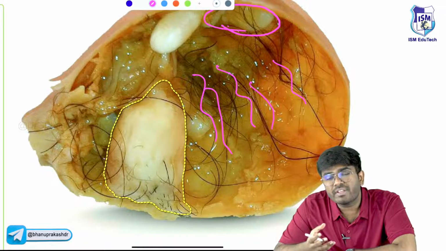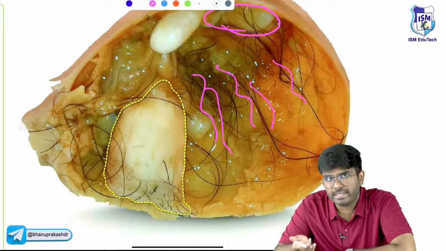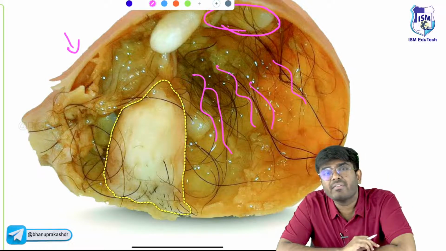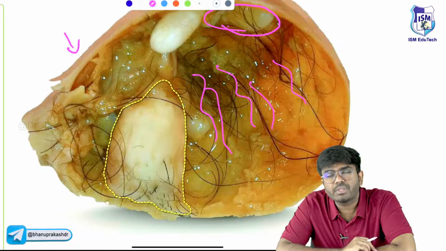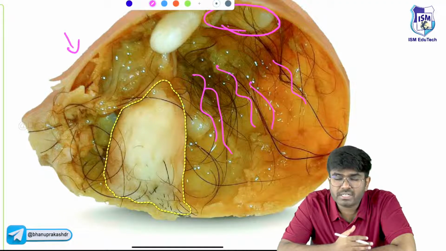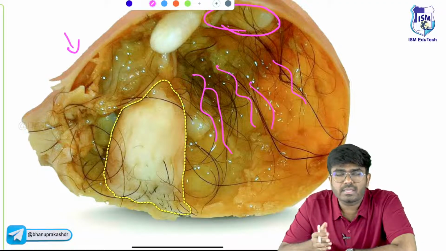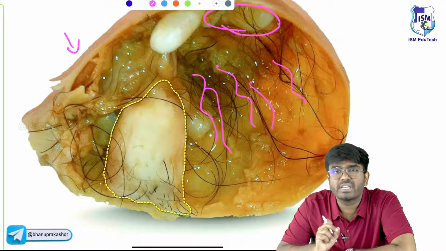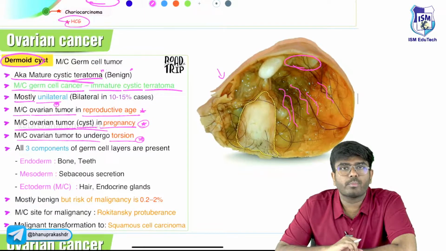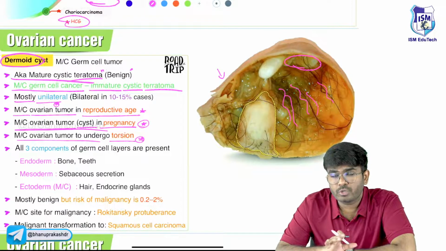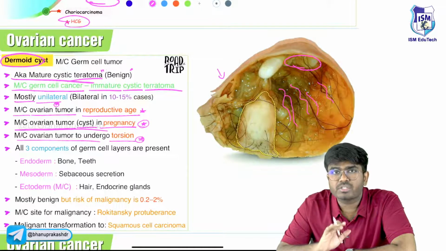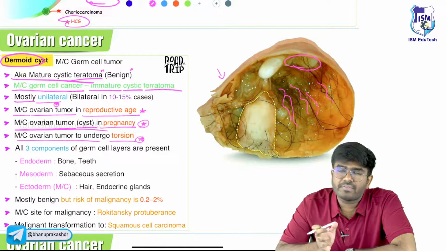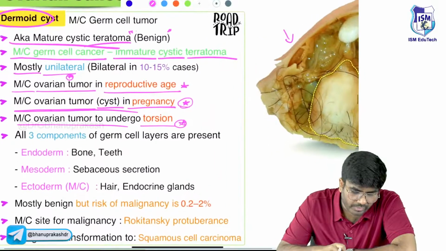These teratomas are derived from multiple germ layers, so components of multiple germ layers can be seen: hair, sometimes cartilage, bone, or teeth. They are the most common tumors of the reproductive age group and of pregnancy, and they can undergo torsion. Mature teratomas are benign, immature teratomas are malignant. Most of the time they are unilateral, but 10 to 15% of the time they can be bilateral.